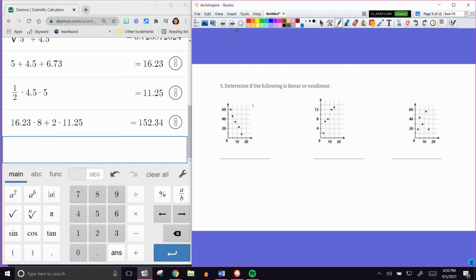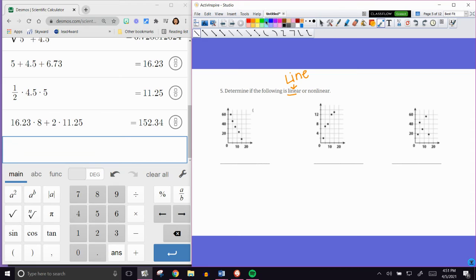Okay. Moving to number 5, we're going to go back and review linear or nonlinear. Remember that linear has that keyword line in it. So if they make a straight line, it can be diagonal, it can be vertical, it can be horizontal, but I just want to see if it makes a straight line. Okay. So if I drew a line, does it go through those points? Yes. Now, is it going to touch every single one of them? Probably not. But for the most part, I want you to be able to tell me that if I drew a line here, it is going to go through those points. Okay? Do they look like a line?